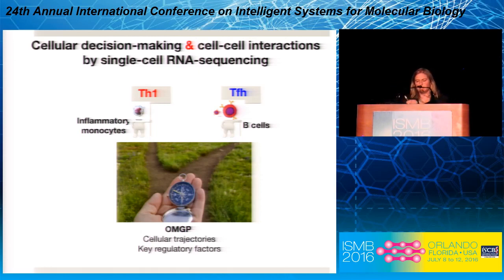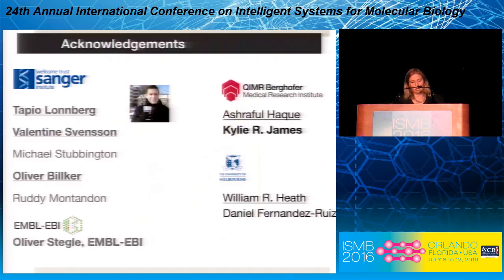from the single-cell data. And I just want to say that none of this would have been possible without these very powerful machine learning methods that Valentine implemented, the BGP-LVM for the pseudotime, and the OMGP for calculating the cellular trajectories and these regulatory factors. And so again, this was a beautiful collaboration between computational and experimental people in my group. So Tapio is a Finnish postdoc who did all the wet work, Valentine did a lot of the dry work, and Mike Stubbington for TraCeR.